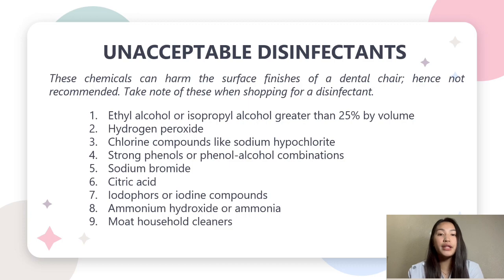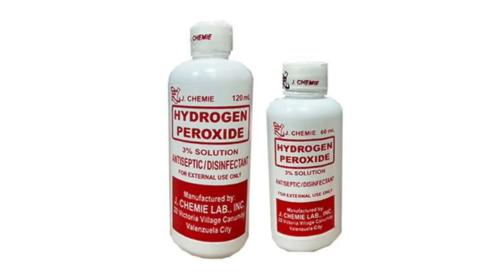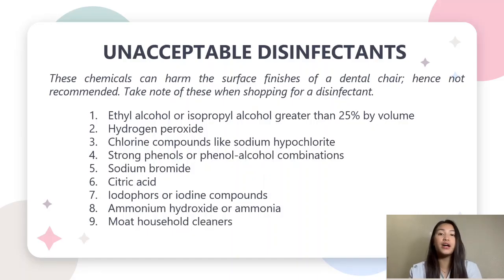Number 2, hydrogen peroxide. Because hydrogen peroxide is too harsh to be used on your skin, it can be used effectively only on hard surfaces such as doorknobs, countertops, porcelain, stainless, and glasses. Number 3, chlorine compounds like sodium hypochlorite. People who are exposed to sodium hypochlorite through inhalation of aerosols experience coughing and a sore throat.